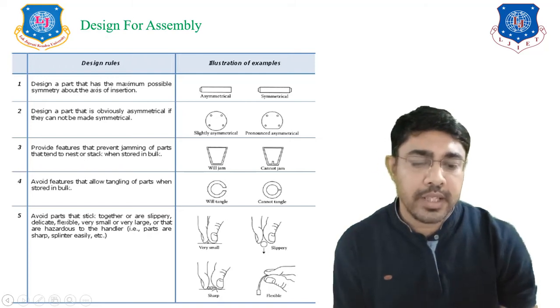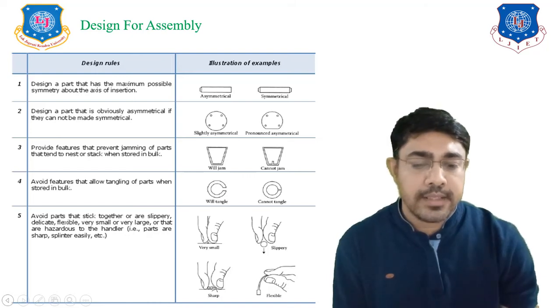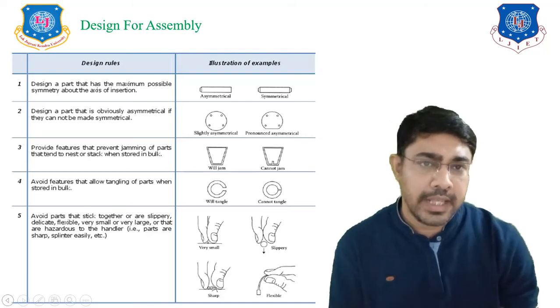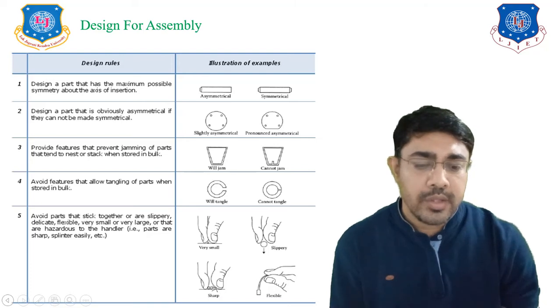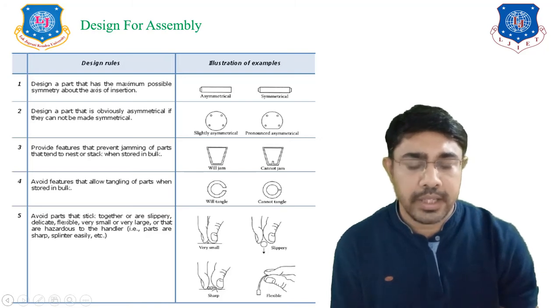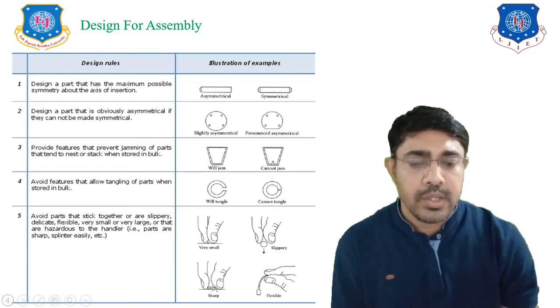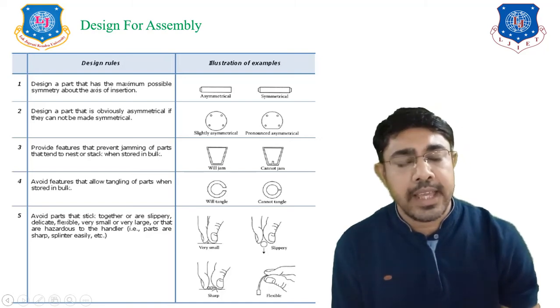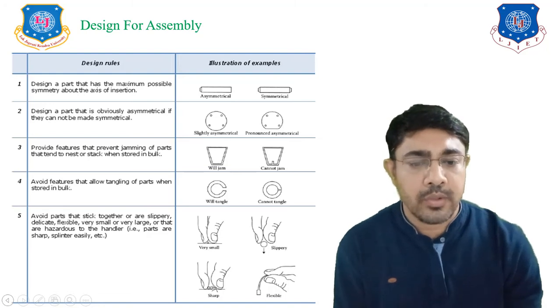And the fourth rule, if you look, is avoid features that allow the tangling of parts. Here you can see in the figures there are parts, and the first part can tangle with one another when it is stored. So we have to avoid such types of parts when we do the design according to design for assembly. So it can reduce the assembly time and also reduce the assembly cost, and it directly affects the production cost.